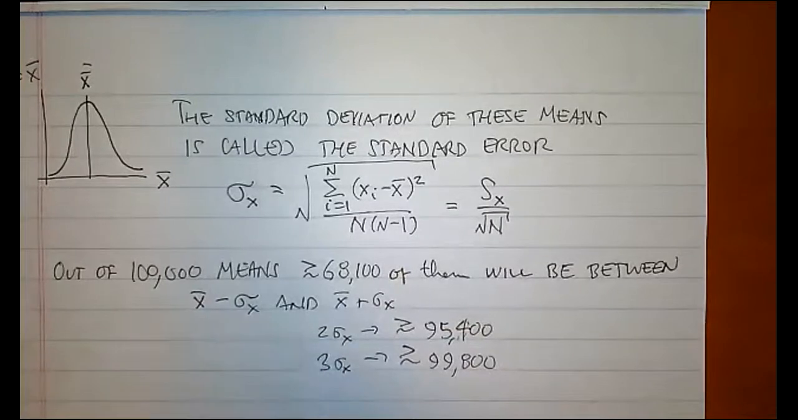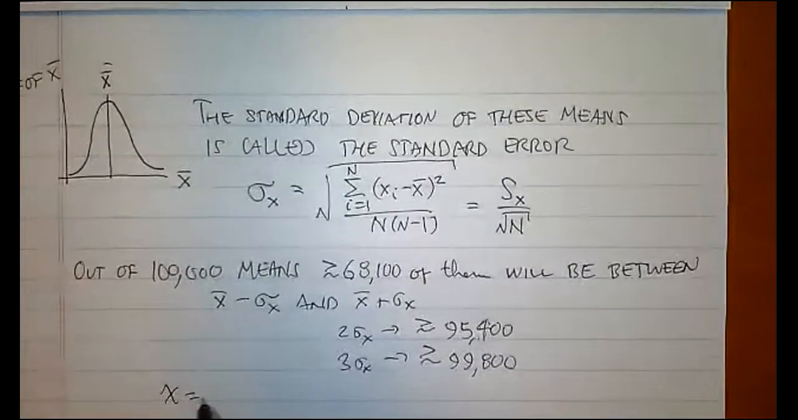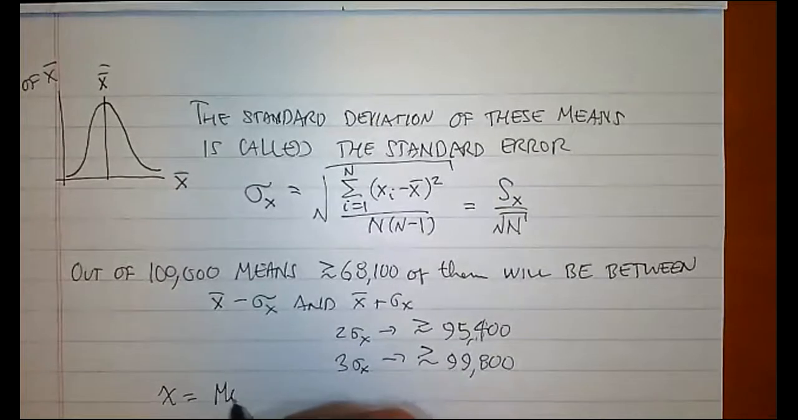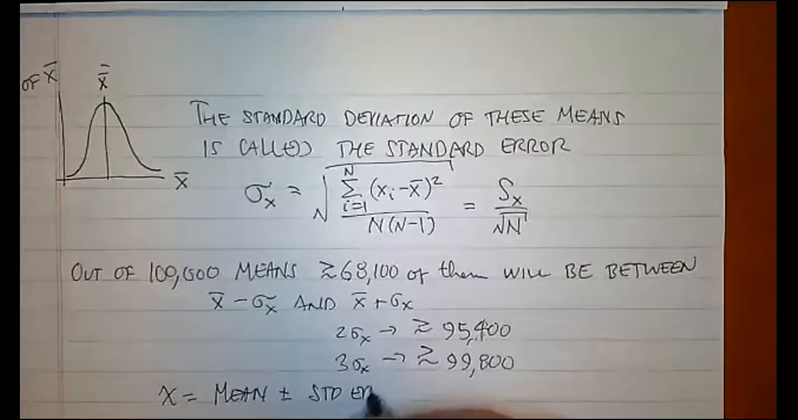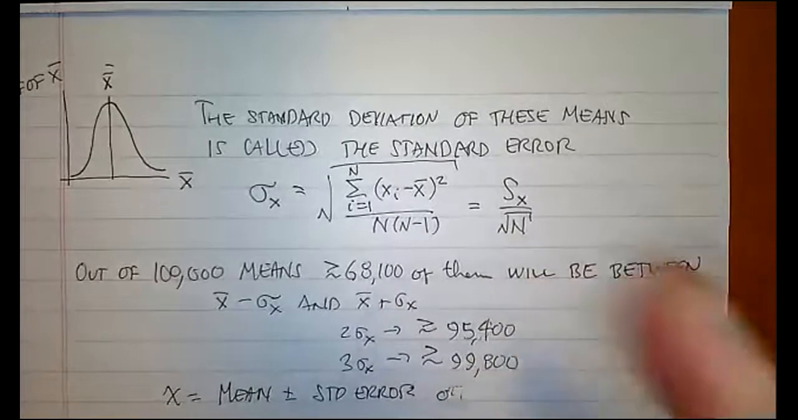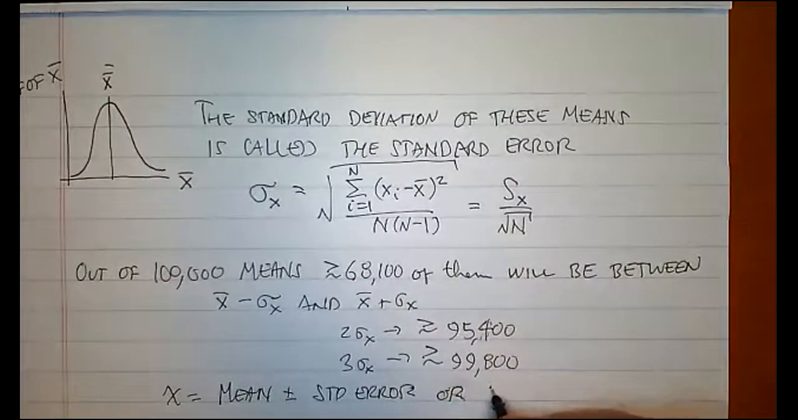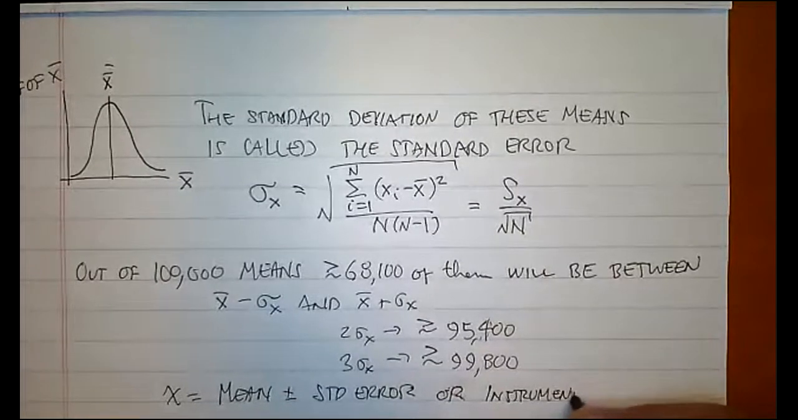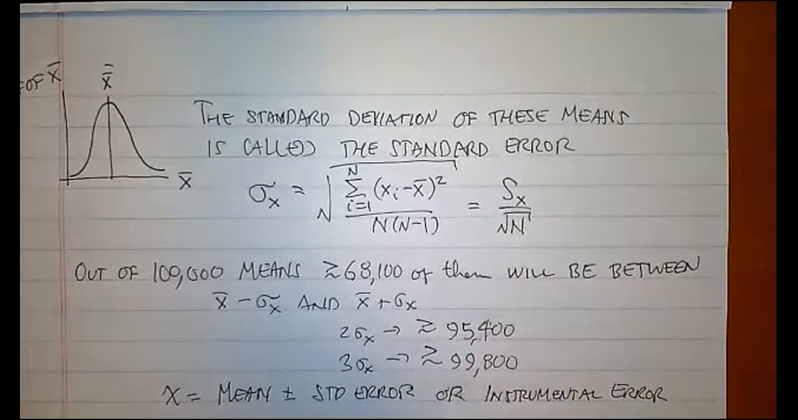So that's what you really write as x is equal to the mean plus or minus standard error, or, well, actually I should say or instrumental error. Okay. So what does that mean? Let me share my screen again and show you how to go about doing this calculation.